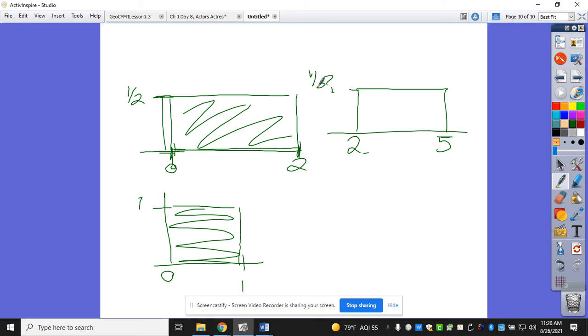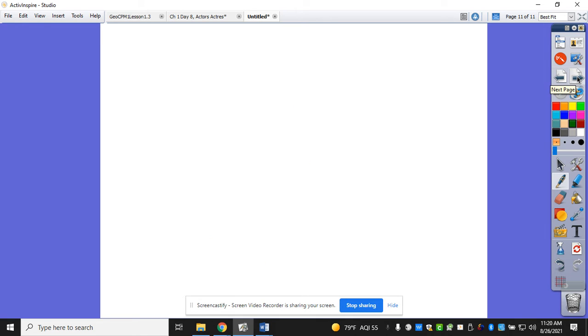So any probability curve is technically a density curve. We don't get to it too much as far as our class.